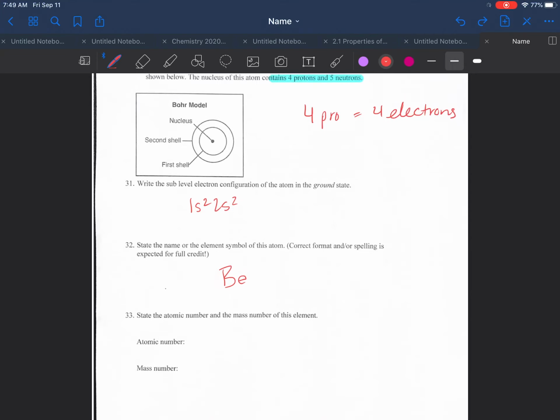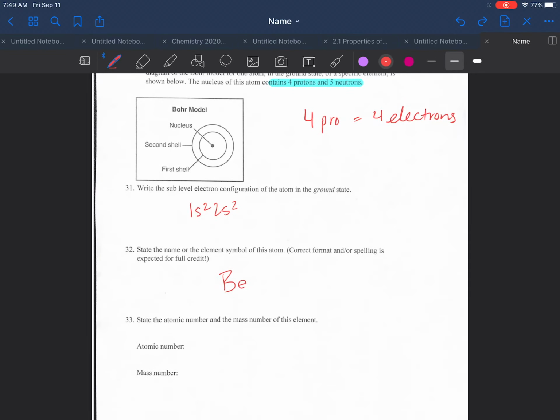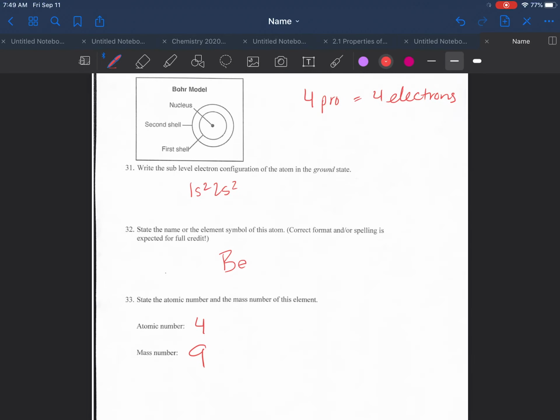All right, state the atomic number and the mass number. So atomic number, we were given that with number of protons, so that is 4. Our mass number now, remember, is 4 protons plus 5 neutrons, which gives us 9.